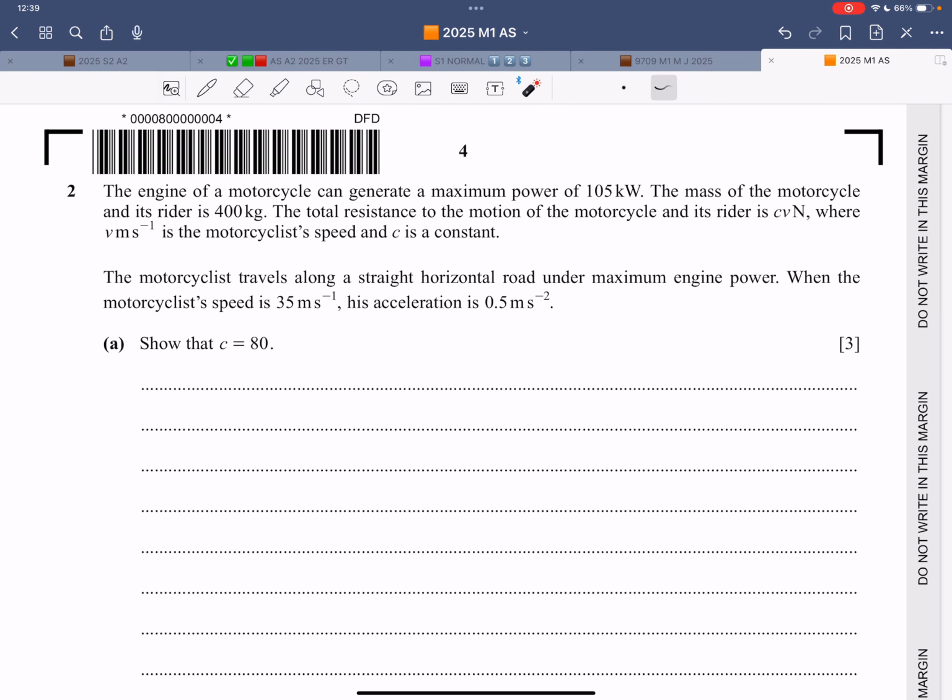Second question. The engine of a motorcycle can generate a maximum power of this much. The mass of the motorcycle is 400. Total resistance is CV Newton, where V is the motorcyclist speed and C is a constant. The motorcyclist travels along a straight horizontal road under maximum engine power. When the motorcyclist speed is 35, his acceleration is this much. Show that C is 80.